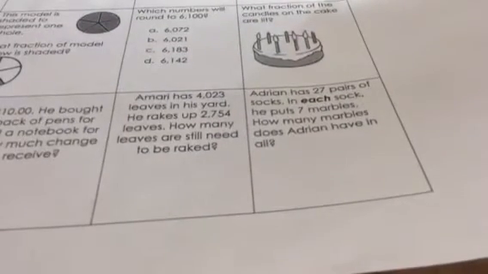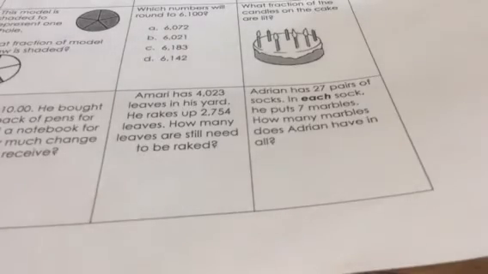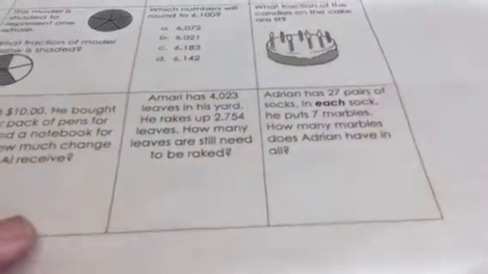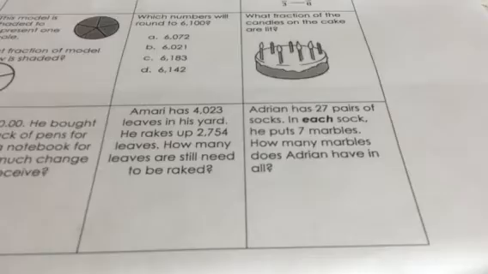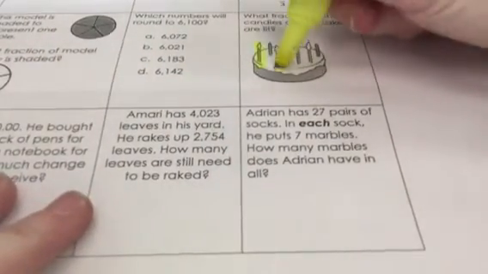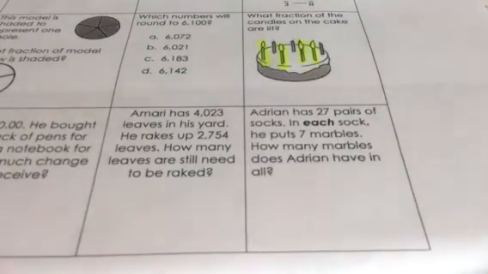Okay, number 3 asks what fraction of the candles on the cake are lit. Okay, so what does the word lit mean? Lit is another tense of light. So what fraction of the candles on the cake have light? So first I'm going to count, and I'm going to highlight the ones that are lit or have light. So that's 1, 2, 3, 4. So I have 4 that they're asking me about.